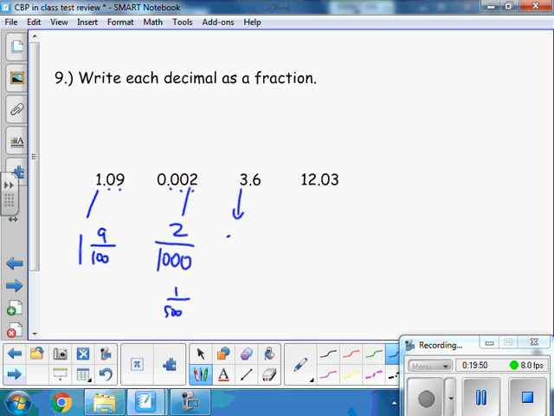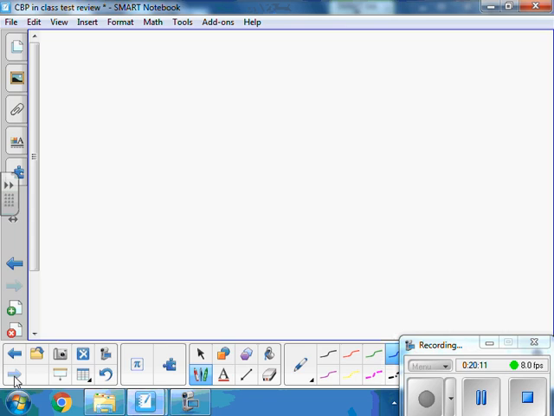3, that's my whole number, and 6, I'm going to say the number, and then the place value, tenths. Oh, but that can be reduced. 6/10 is like 3/5. Nice. Oh, look at this guy. 12, that's my whole number. And I'm going to read that. So 12 and 3/100ths. That's it! Yay! We did it!